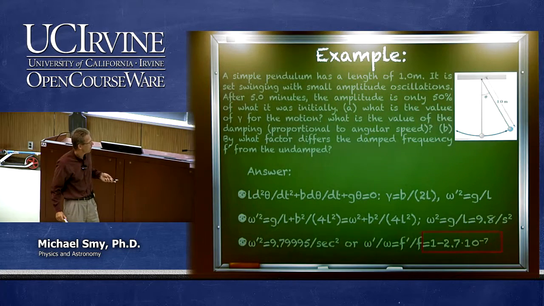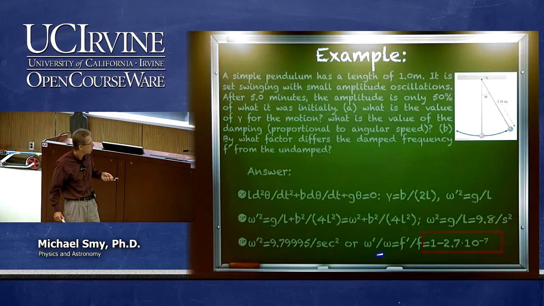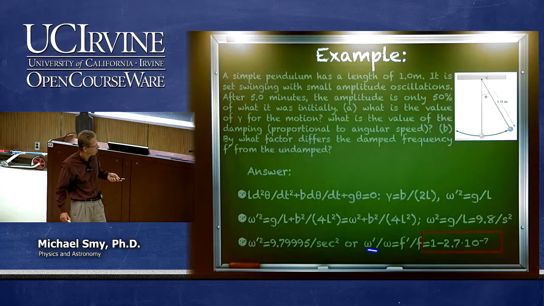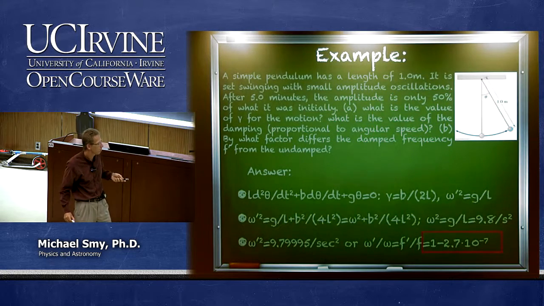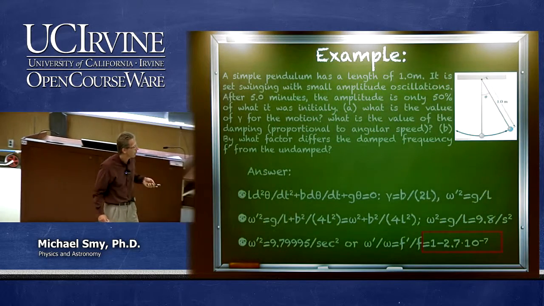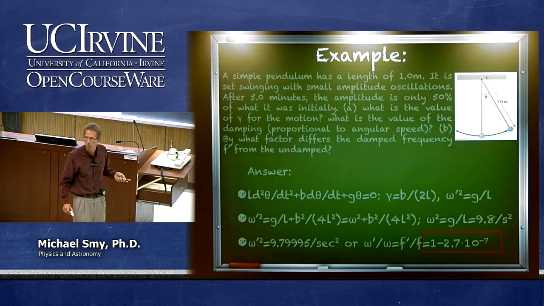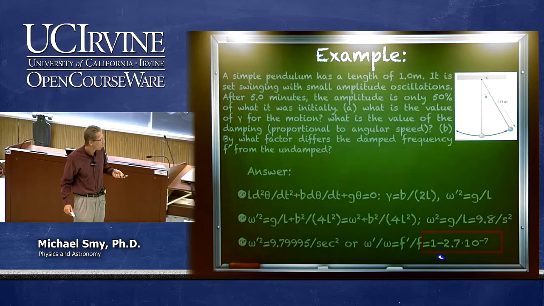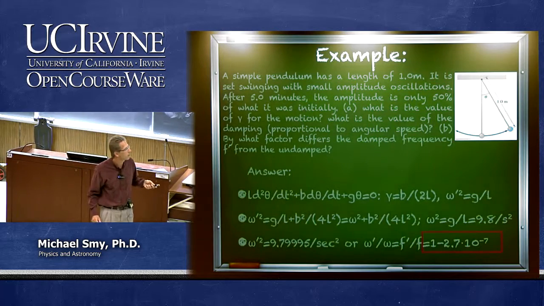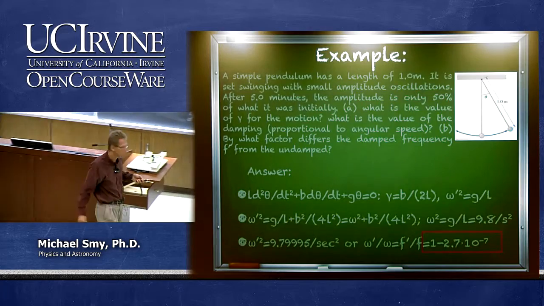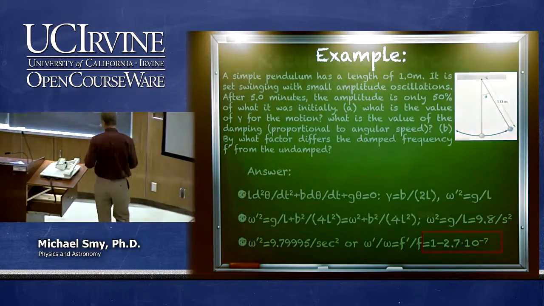And so once we have omega square and omega prime square, we can take the square root and form the ratio. And we find out that this ratio differs from 1 by 2.7 times 10 to the minus 7. So that is a very small frequency shift. The reason for the smallness of the frequency shift is that this pendulum is a very good oscillator, so damping tends to be small.